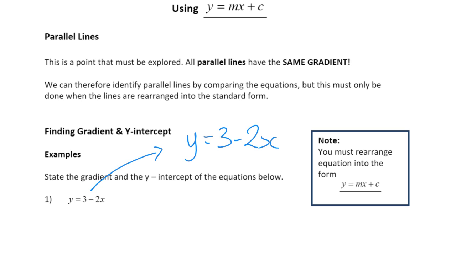So it would be very simple to just automatically pick the minus 2 as the gradient and the 3 as the y-intercept. And actually, in this example, it will work out like that. However, that's a dangerous tack. We don't want to be trying to guess these before we rearrange the equation. So I'm going to do a little bit of work on rearranging the equation, and I'll show you how we then extract the gradient and the y-intercept.